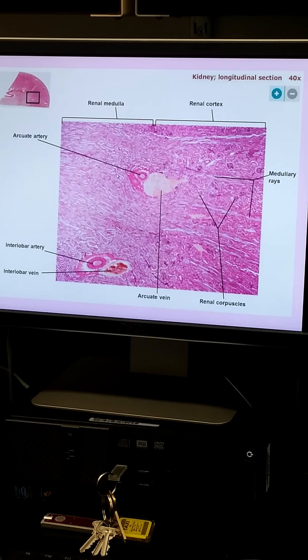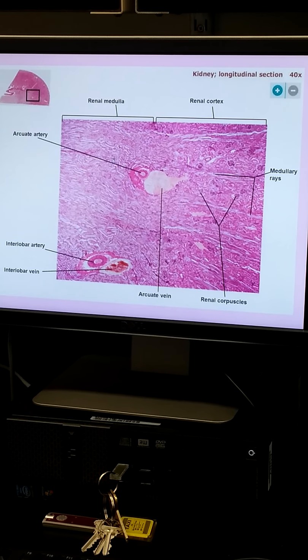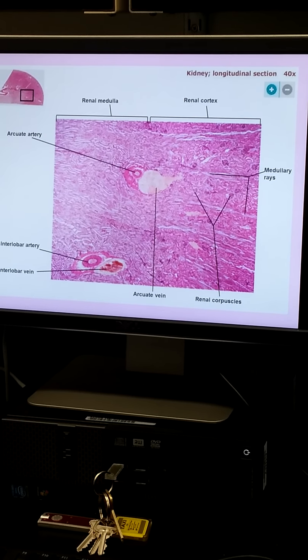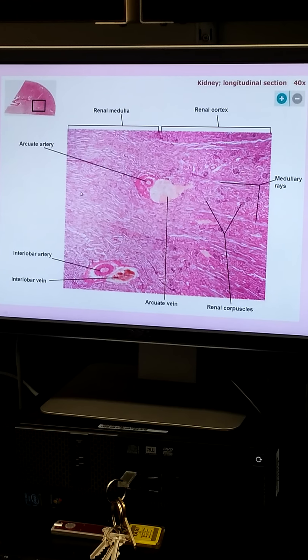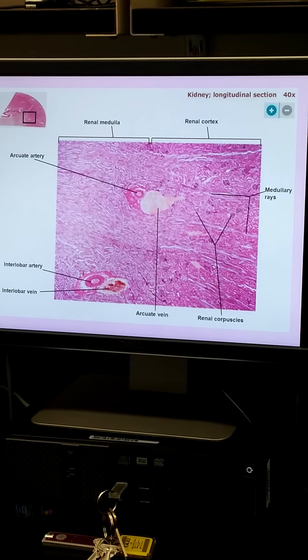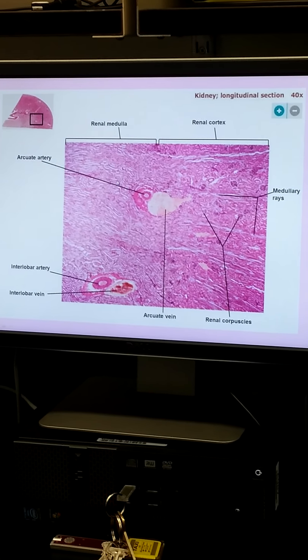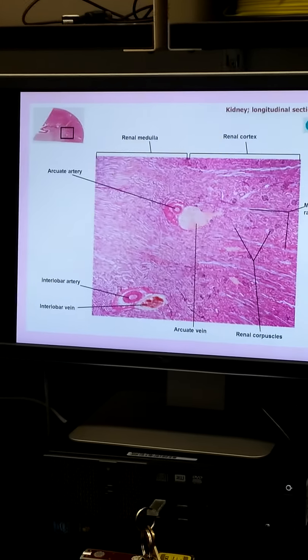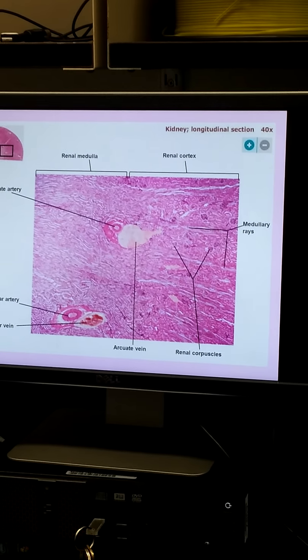And also in the medulla, when we zoom in, okay, you will see we have a lot of these, in longitudinal sections, you have a lot of these empty white lines, these spaces. These are the tubules. You have a lot of tubules running longitudinally, which are the collecting ducts and the loops of Henle. Okay, we'll look at that later.